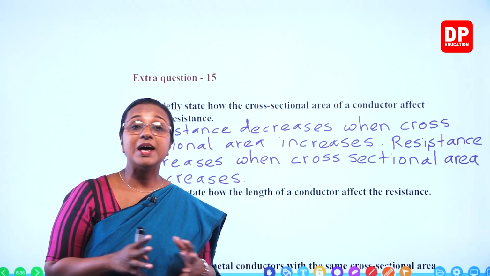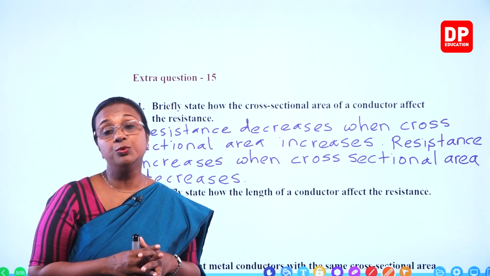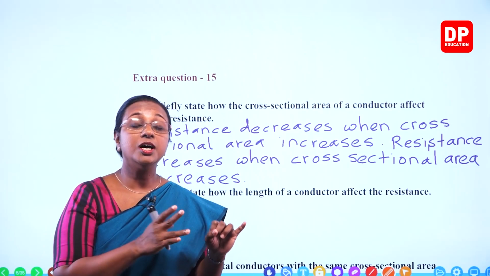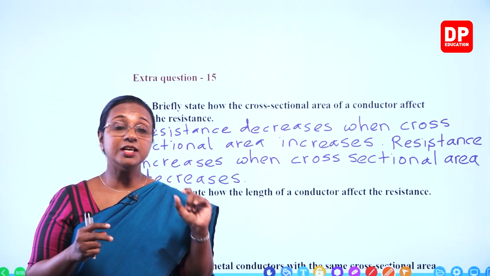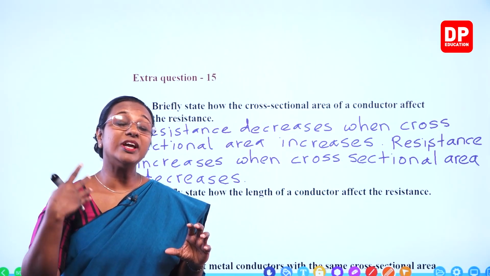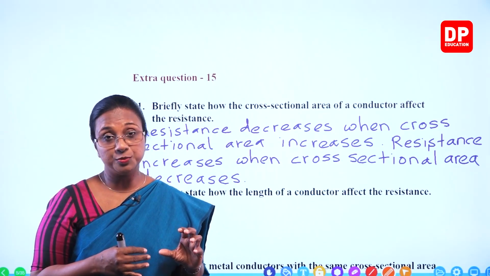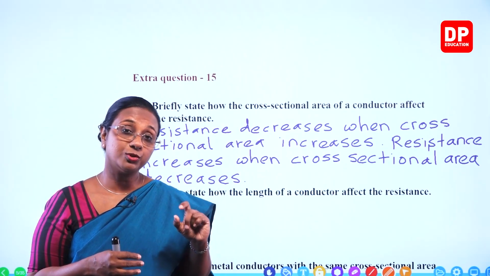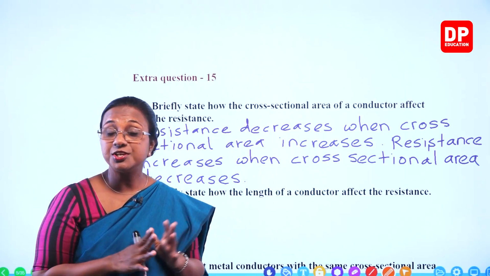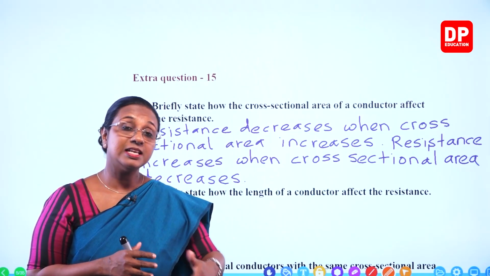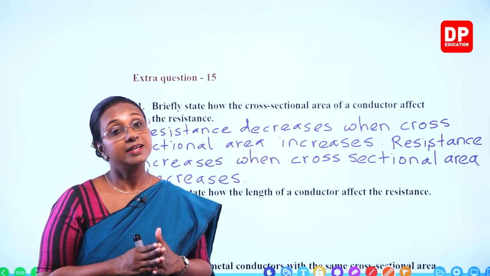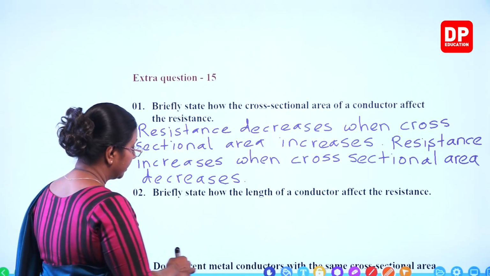So, you can compare these to a PVC tube. If you have a small tube and a large tube, a fixed amount of water can flow easily through the larger tube, whereas it is difficult for it to flow through a small tube. Something similar to that. So, when the cross-sectional area of the conductor increases, the current can flow through it easily because the resistance decreases. So, that is the first one.